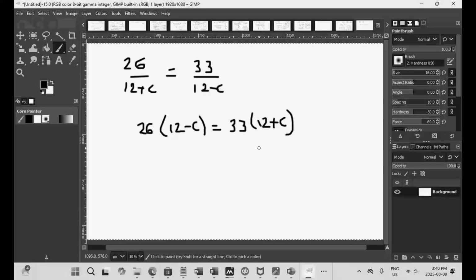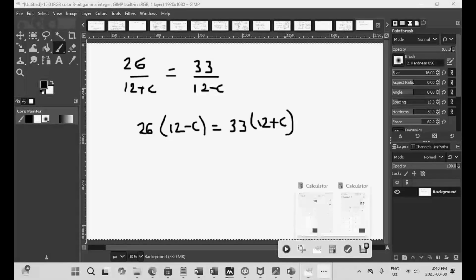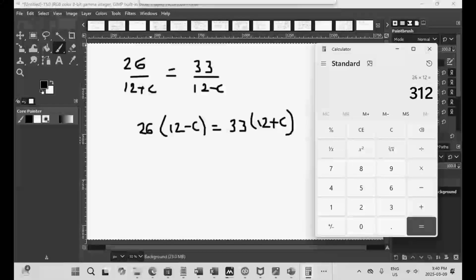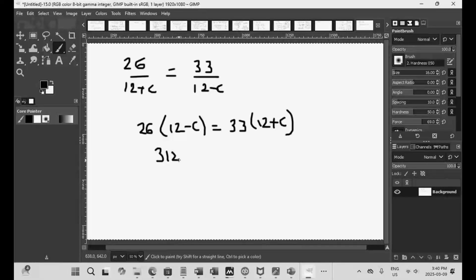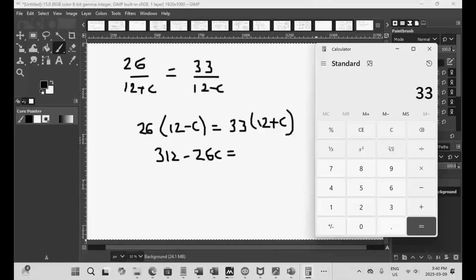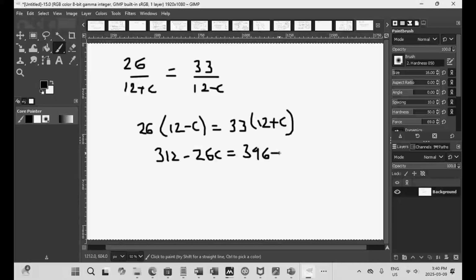Let's see what we get over here. So 26 into 12, this will be 312. So 312 minus 26C equals 33 into 12. How much is 33 into 12? This will be 396 plus 33C.